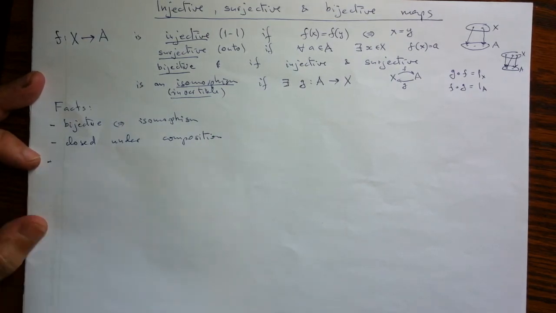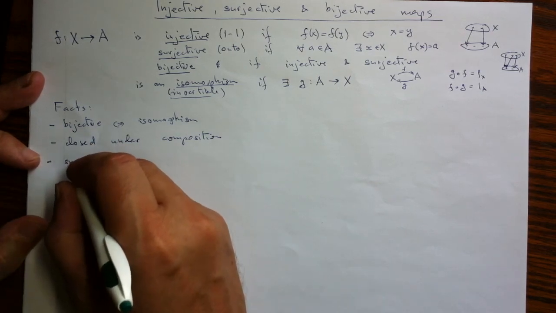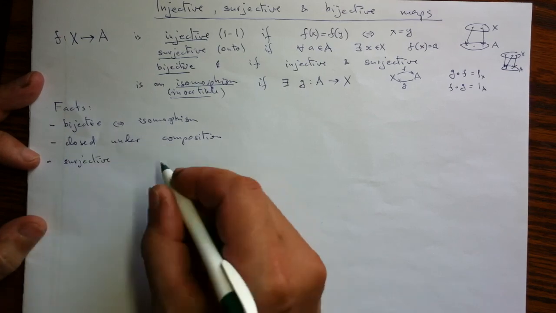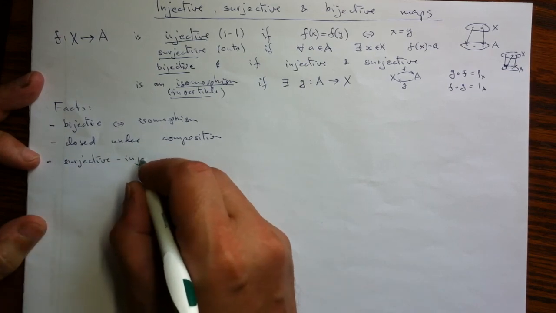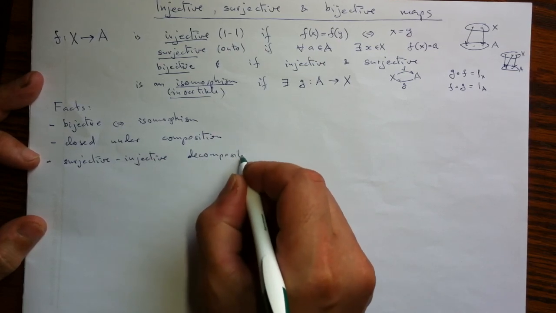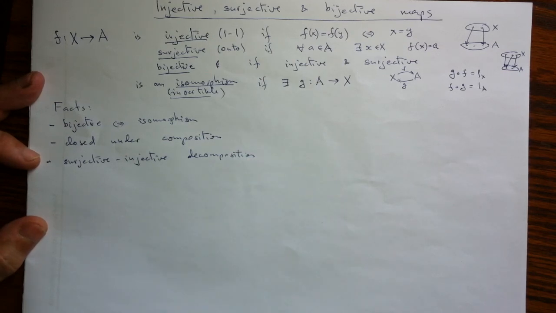And the last property in this list is that any map can be decomposed into surjective followed by injective. So the so-called surjective-injective decomposition is always possible, and it is, well, effectively unique.